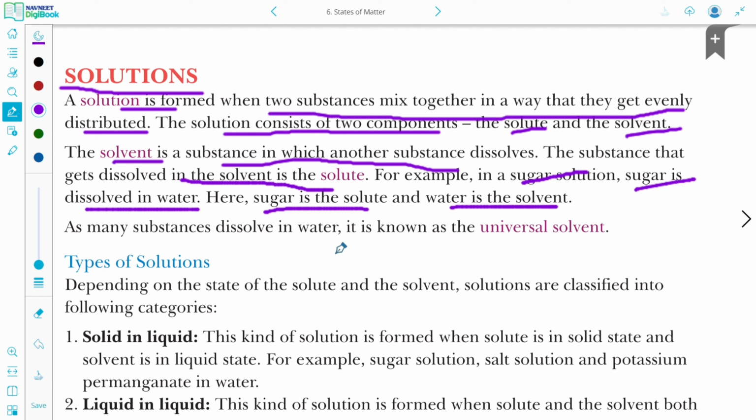Water is known as universal solvent. Water is known as universal solvent because it dissolves many substances in it. Why? Because it dissolves many substances in it. That is why water is known as universal solvent.